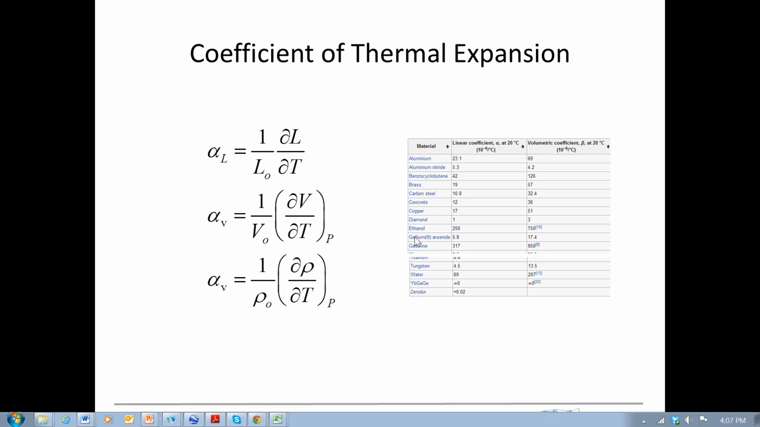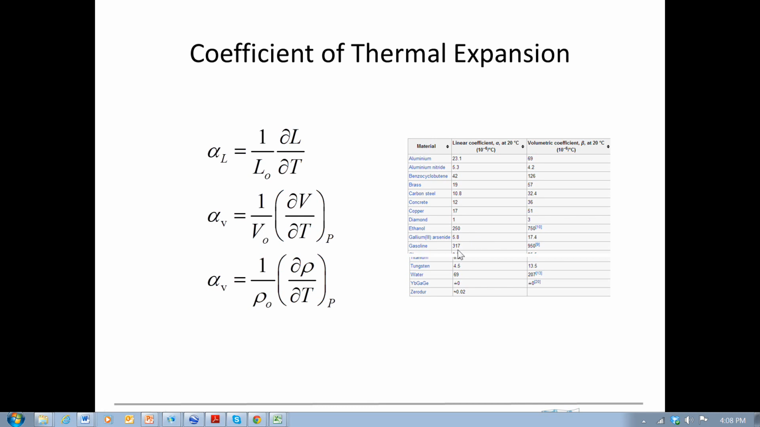So here are some tables. This is just an excerpt of some tables, the linear and volumetric, and there's various examples. Here's steel, for example. Steel is about 10 to the minus 5 per degree C for the linear coefficient of thermal expansion, and it's about 3 times that much for volumetric. Aluminum is even greater. It's 23 times 10 to the minus 6, or 2.3 times 10 to the minus 5. Diamond is less. Diamond is about 10 times less than steel.